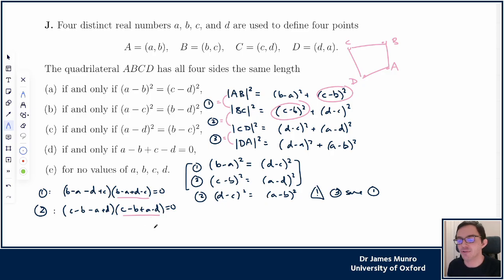One's just negative of the other. That means that if the first one is 0, the second one's 0, so that's enough. It's enough for that thing to be 0. If it is, then equations 1 and 2 are 0. Equation 3 is 0 for free, so then everything's equal.